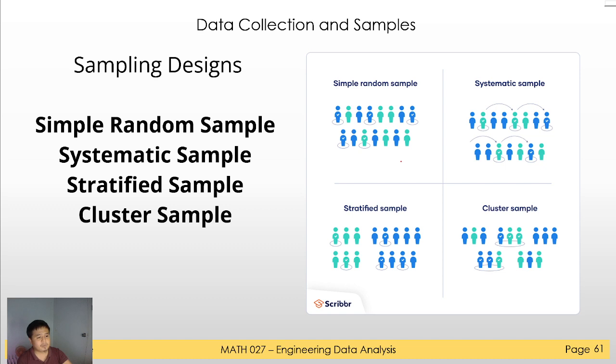In the stratified sample, let's say the population of 15 people have different courses, or they are in different programs. Some of them are in engineering, some in business, some in technology, some in education. So you can pick, let's say, 2 in engineering, 2 in business, 2 in technology, 2 in education. So that is the stratified sample.